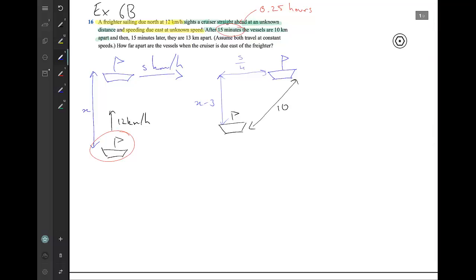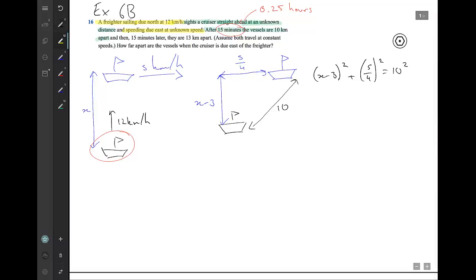Okay, so straight away we can have an equation out of this, simply because we've got a Pythagorean triangle, a right angle triangle. So we can just write it down. We get x minus 3 squared plus s on 4 squared equals 10 squared. Okay. So that's the first bit of information there.